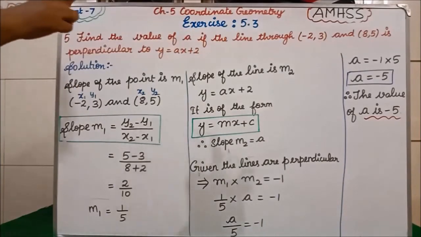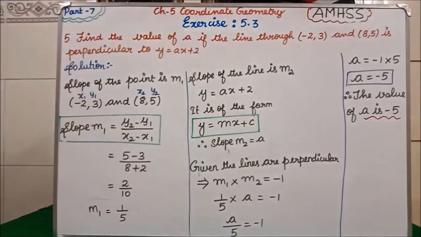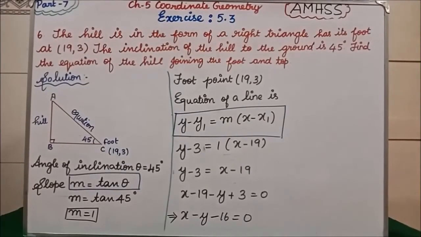Using the first 2 points, we find m1, and with this line, we find m2. Clear? Then we use the perpendicular formula. Clear, all of you? Next, we will see the sixth question. In exercise 5.3, next we are going to see the sixth question.